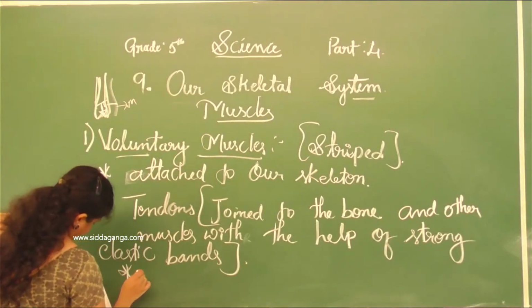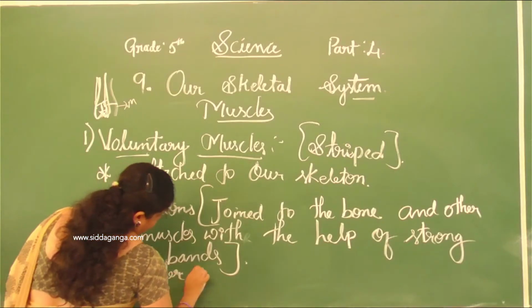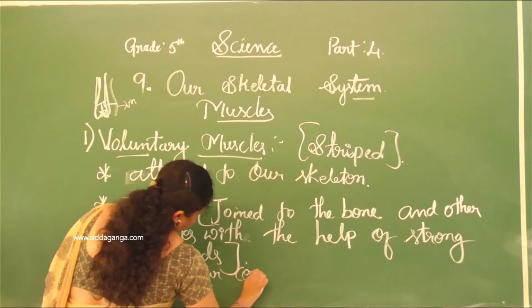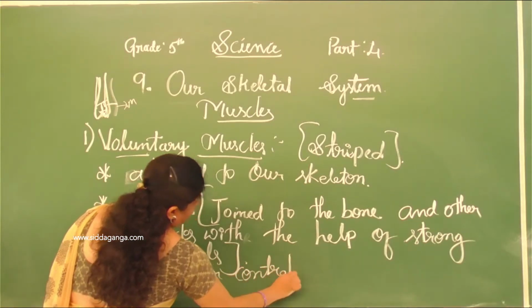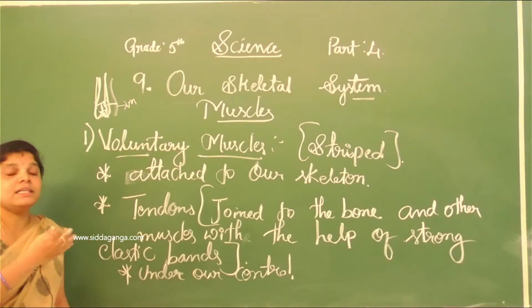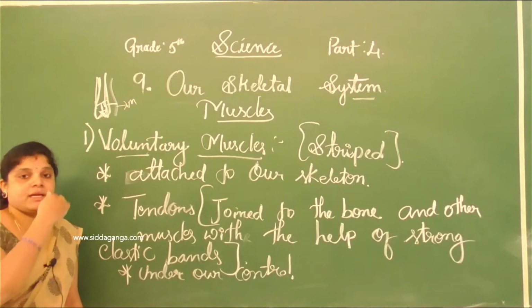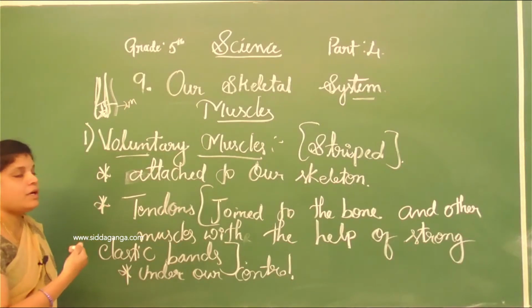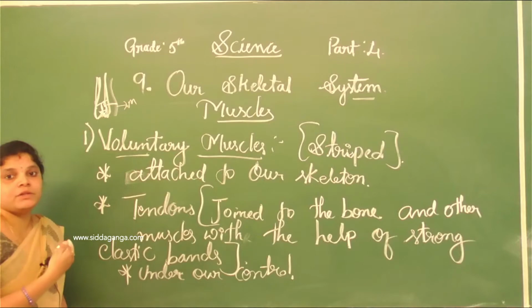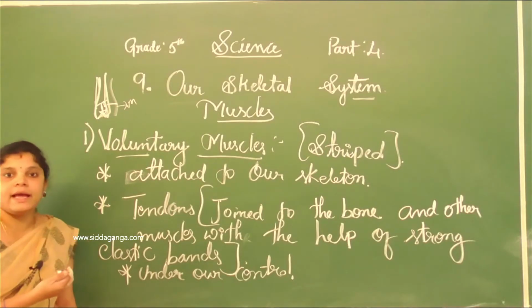Voluntary muscles are under our control. Why? Because they are attached to our skeleton. The muscles surrounding our arms, and the thigh bone, the femur, are voluntary muscles. They help for movement, to bend, and to do many activities.